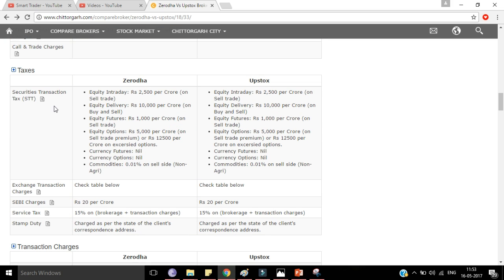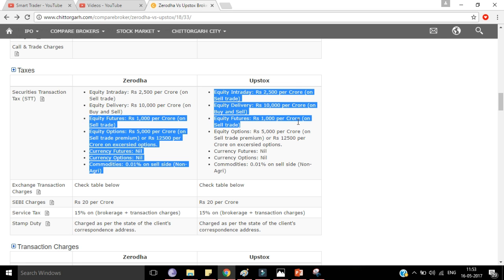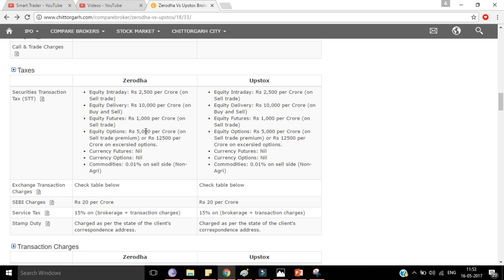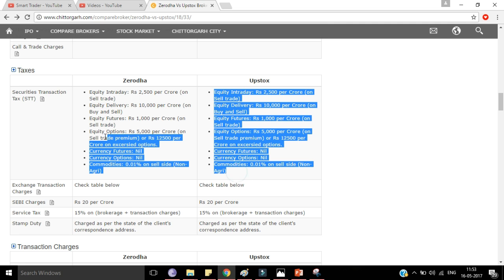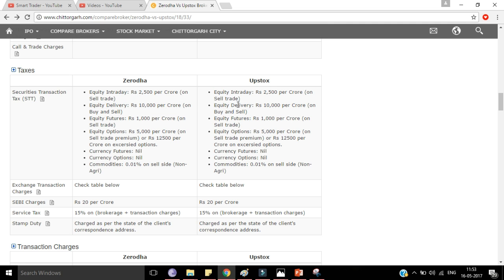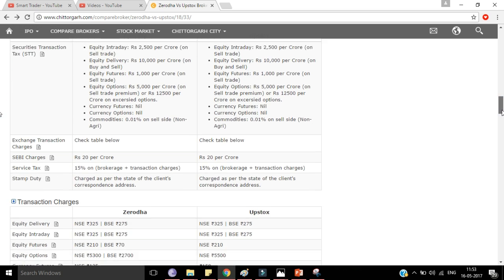So talking about the STT, equity intraday 2500 per crore on sell trade. So this also remains same. So if you see, equity delivery charges remain same, equity futures also remain same, equity options same, all look same. So both look good and competitive at the same price.